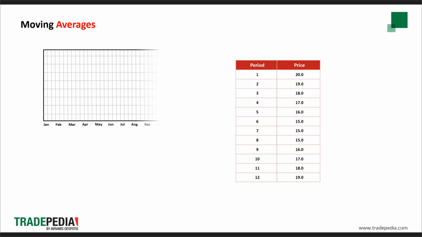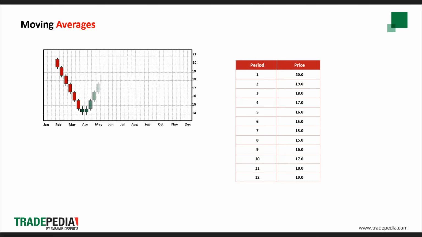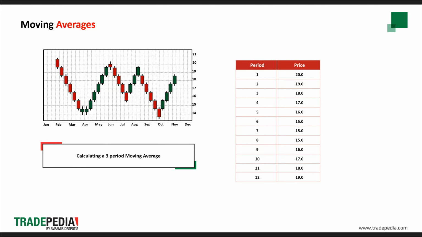So how do you calculate a moving average? For example, let's say you have this graph and you want to calculate a 3-day moving average. The period refers to your day, so 1 day is 1 period, 2 days is 2 periods, and 3 days is 3 periods. To calculate a 3-day moving average, we just add the closing prices of the last 3 days and then divide by 3. That's the average.